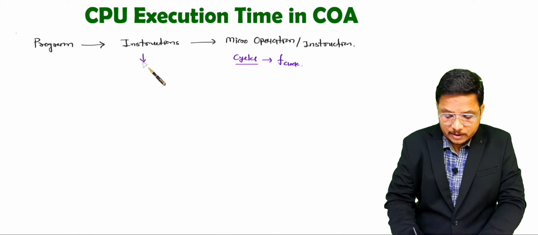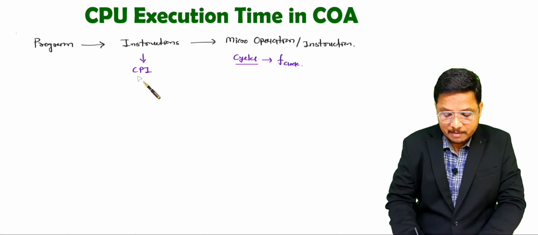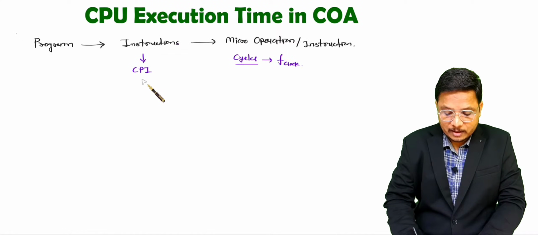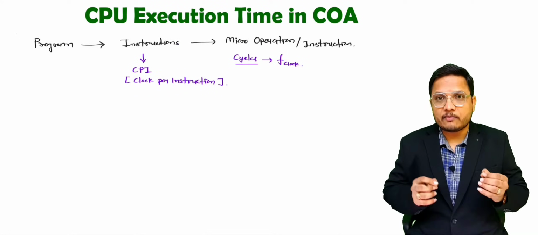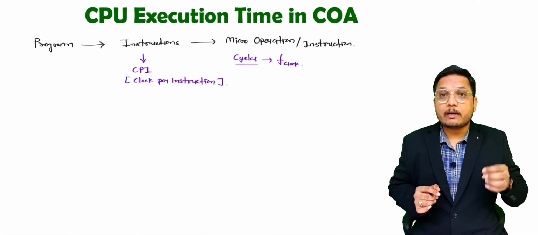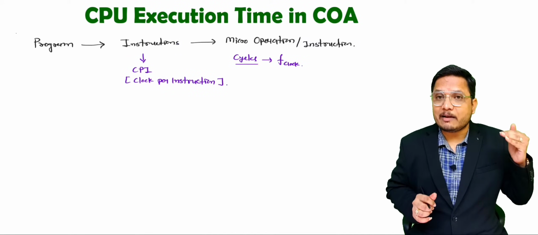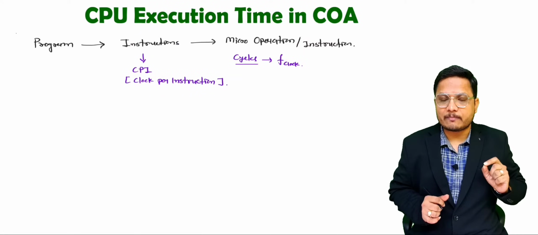And that is happening with respect to CPI. CPI means clock per instruction. Let me explain the meaning of it. See, clock per instruction means what? How many clock cycles we need to execute one instruction.